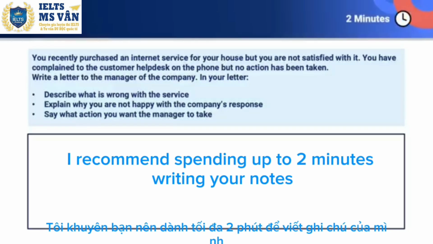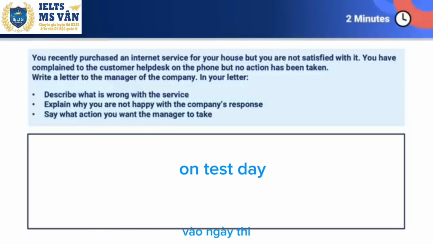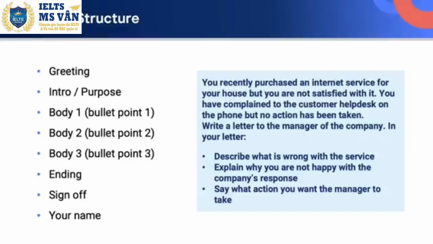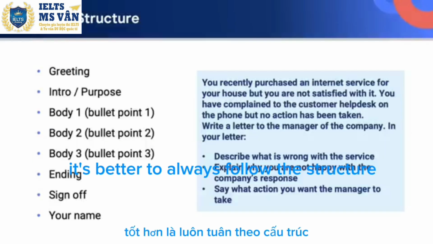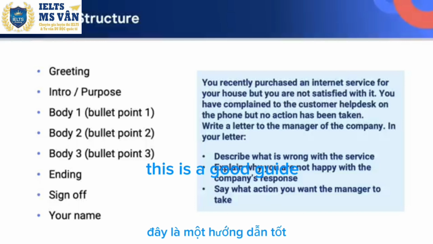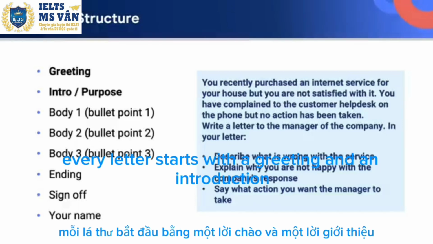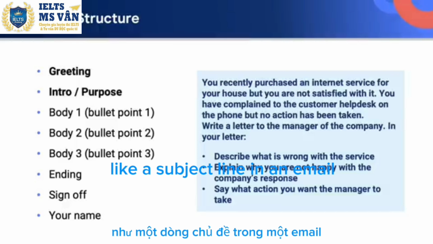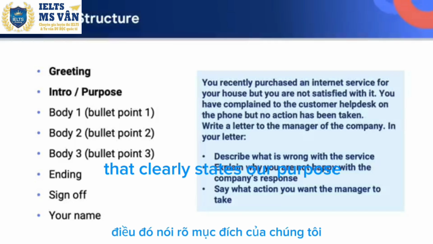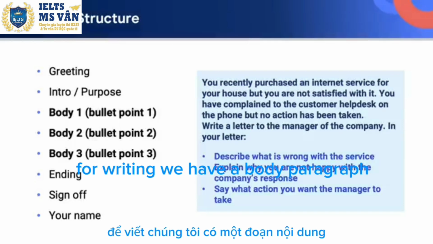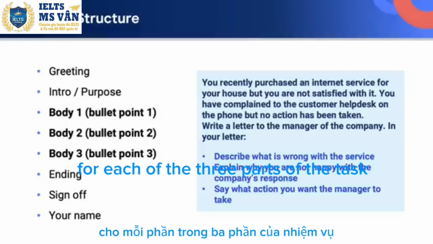I recommend spending up to 2 minutes writing your notes on test day. No matter the topic of the letter, it's better to always follow the structure. This is a good guide. Every letter starts with a greeting and an introduction, like a subject line in an email that clearly states our purpose for writing. We have a body paragraph for each of the 3 parts of the task.